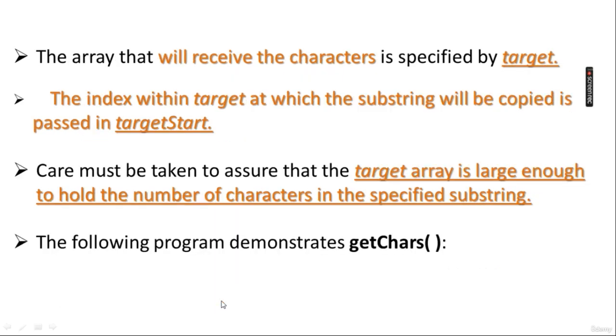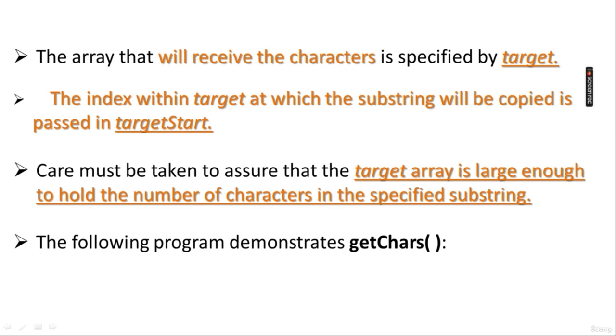Then the array that will receive the characters is specified by the target. The index within the target at which the substring will be copied is passed in the target start. Okay. The target array will store the characters, and the location from which I have to copy will be target start. Care must be taken to assure that the target array is large enough to hold the complete substring, that is, to hold the number of characters in the specified range.